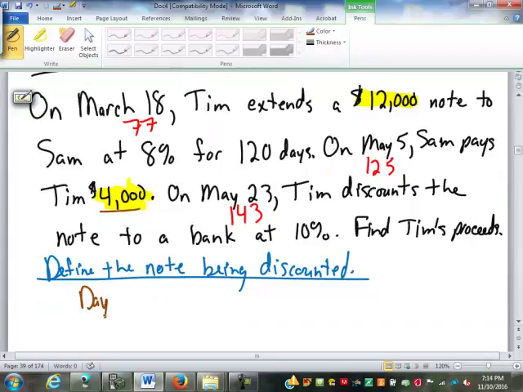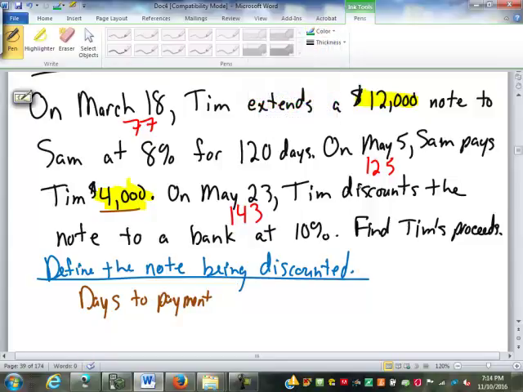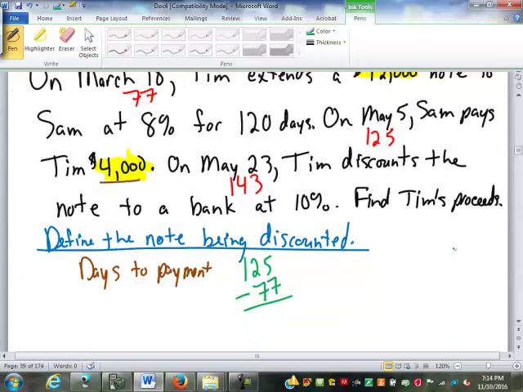So our days to the payment. Well, the payment is on May 5th. That's 125. The original loan was on March 18th, which was 77. We subtract there, we get 48 days. Correct?